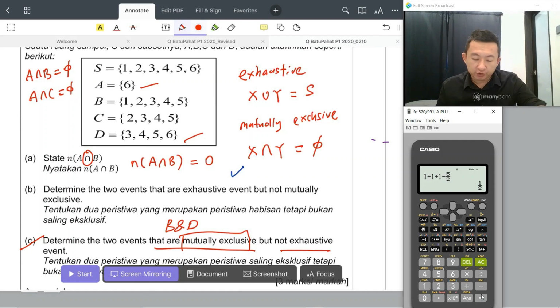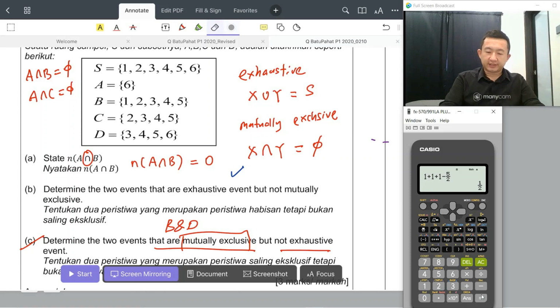A and B mutually exclusive. A and C mutually exclusive. Right? Yes. A and D, no. A and D, you have intersections. We check B and C. B and C, you have intersections, cannot. B and D, you have intersection, cannot. C and D, you have intersection, cannot. So we are looking only for A and B and A and C.